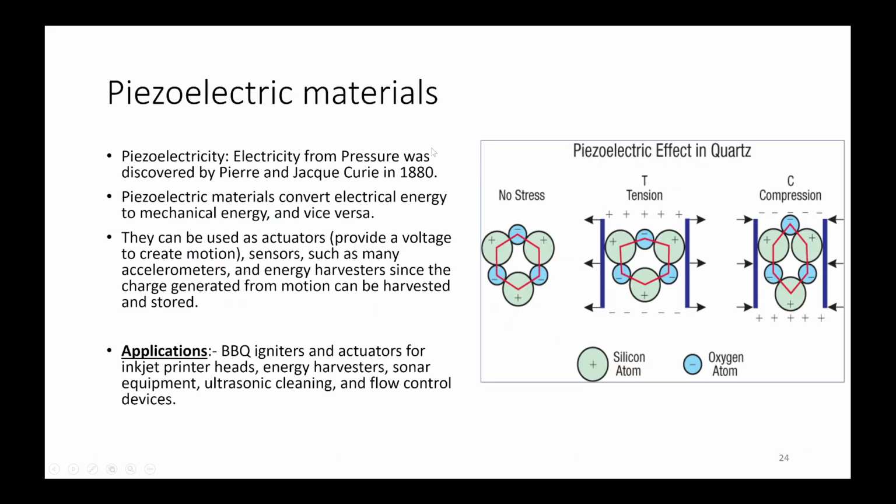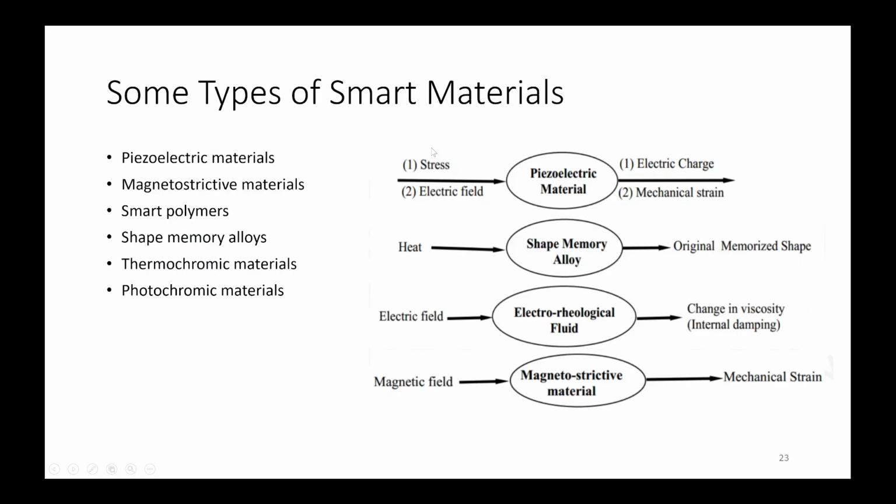Now some types of smart materials. Now these are the smart materials that will be part of the course. So first is piezoelectric material, second is magnetostrictive material, smart polymers, shape memory alloys, thermochromic materials, and photochromic materials. We'll be studying about all these.